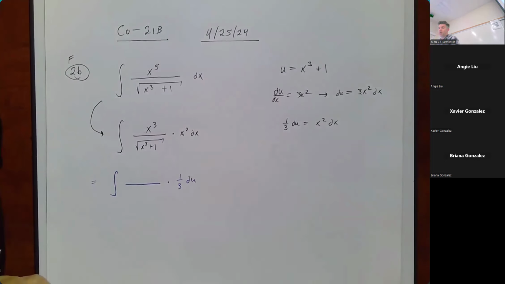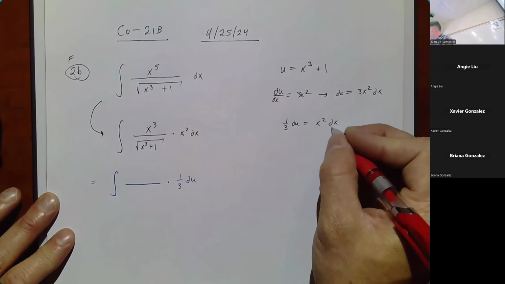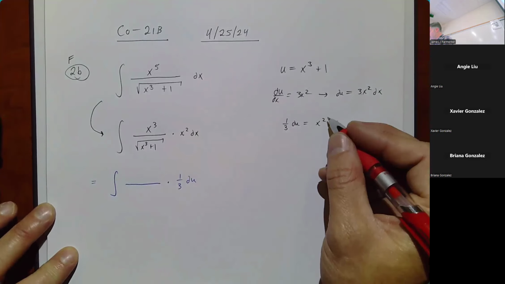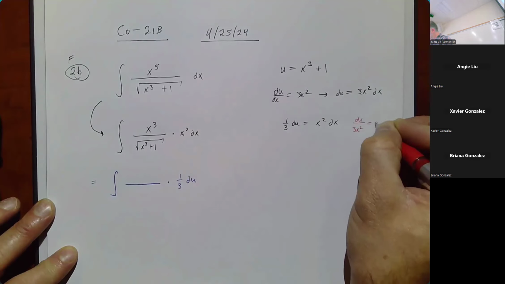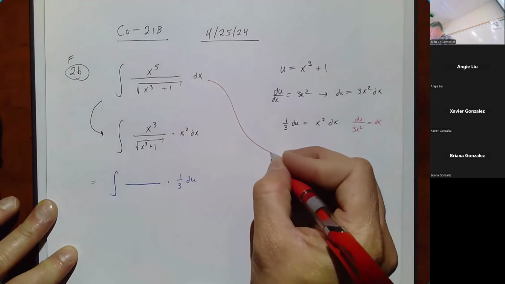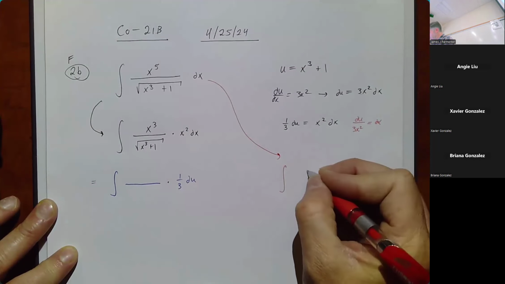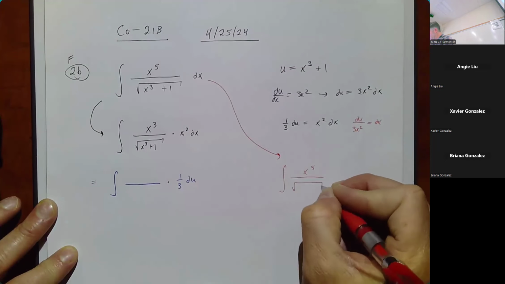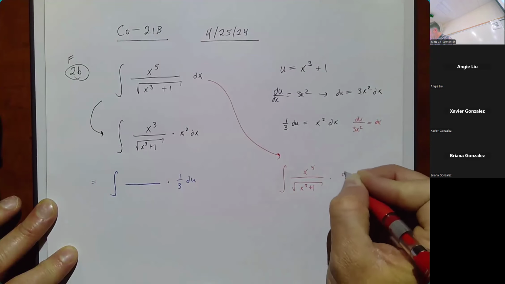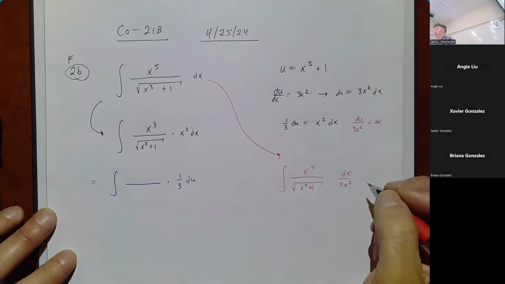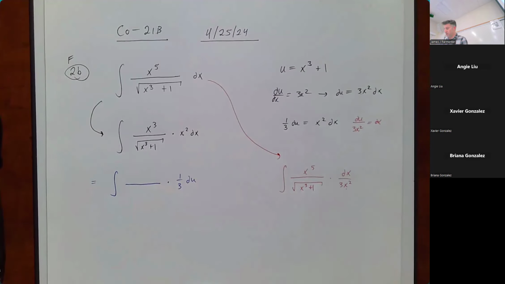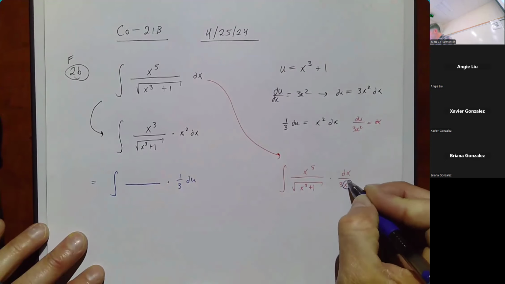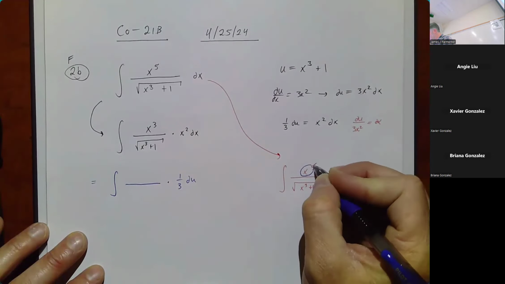Some people don't like to do this though. A different way of getting there, which will still yield the same result, we'd say I'm going to solve dx completely here and say that my du divided by 3x squared is equal to dx. That's also fine. You do it that way, you can write this as the integral of x to the fifth over the square root of x cubed plus 1 times dx over 3x squared. If you do it that way, that x squared has to cancel out. I mean, all of the x's have to cancel out, but you want to deal with that part first. So we cancel that out. That x squared cancels with an x squared here, and you're left with an x to the third.